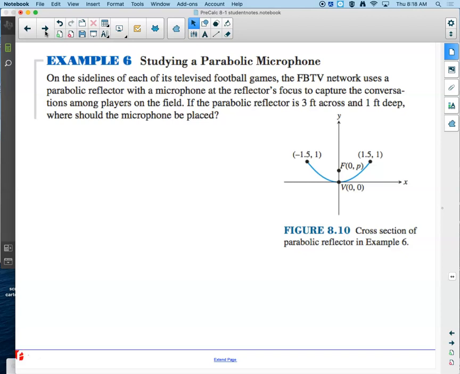So if it's at 0, 0, and it's opening up, should I use an x squared or a y squared? X squared. But I don't need the h and k, because we're going to center it at 0, 0. That's what we want to do. So I start thinking, how do I figure out where that focus is? I mean, pretty obviously in the picture, that's what I'm supposed to do.